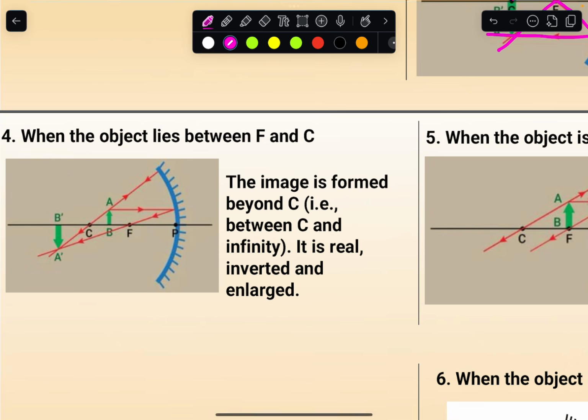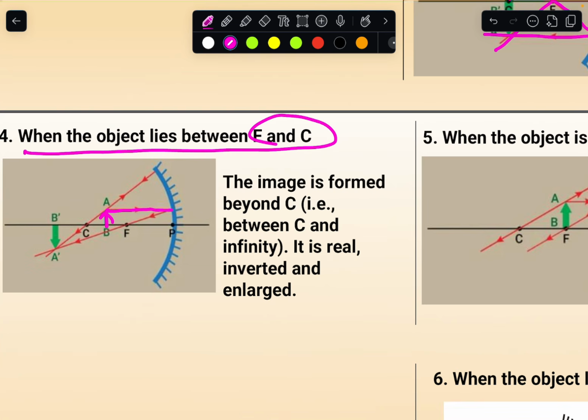अब देखो, when the object lies between F and C, the object is here. Again I am using 2 rules. Rule number 1: if a ray is coming parallel to the principal axis, it is going to pass through the focus. Rule number 3: if a ray is coming on the center of curvature, it will retrace its path, following the back path. So we are getting the intersection behind C.